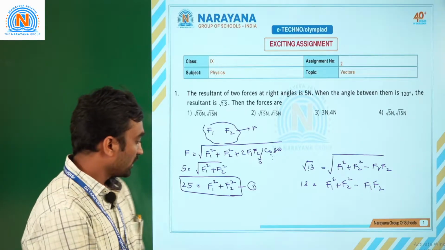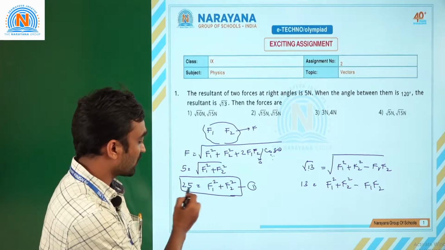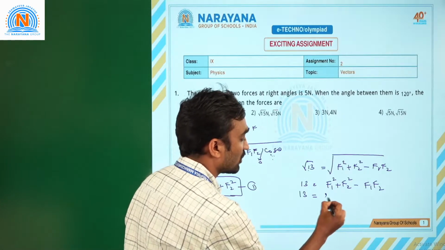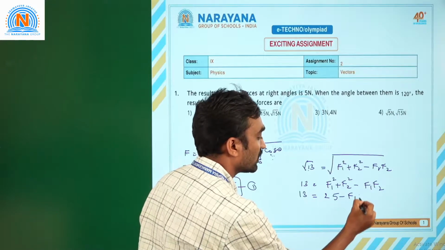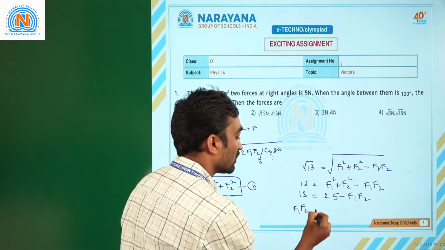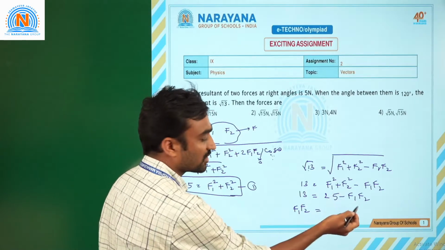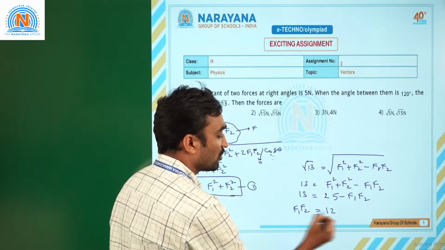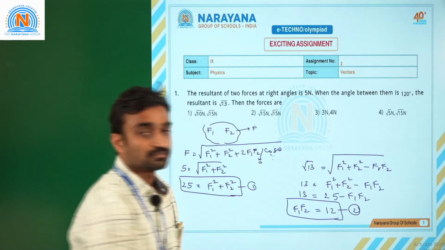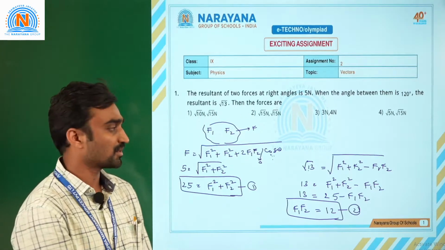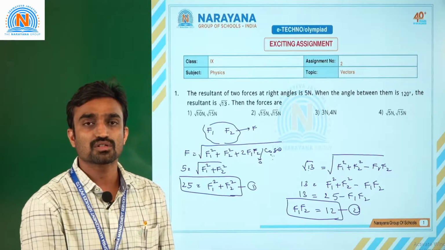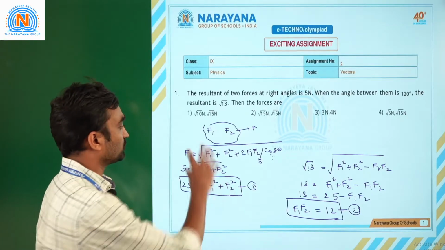Right. So, here we have the value of F1 square plus F2 square. If we substitute the value here, we will get 13 equal to 25 minus F1 F2. From this we can write the value of F1 F2, that is equal to 25 minus 13. 25 minus 13 will give you 12. So, we know the value of F1 F2. Let us say this is equation number 2. So, here we got two equations by substituting the respective values. Now, by using these two equations, we are going to find the values of F1 and F2. Let us see.